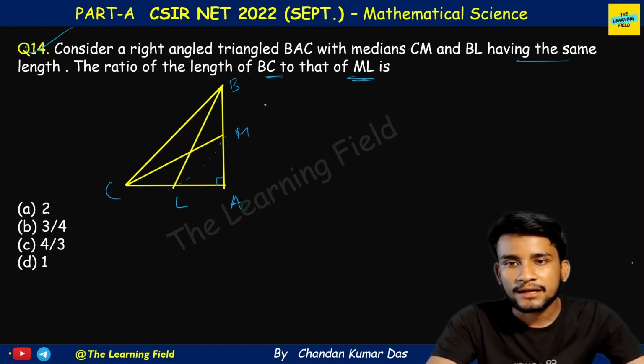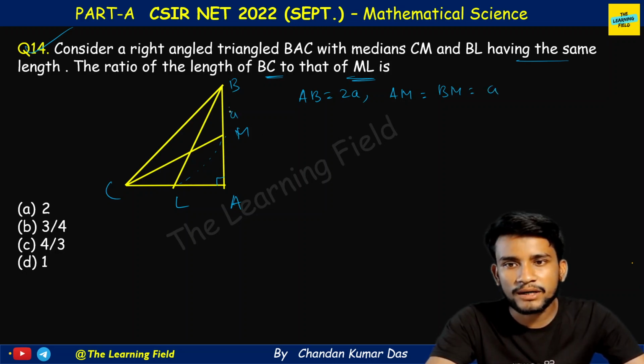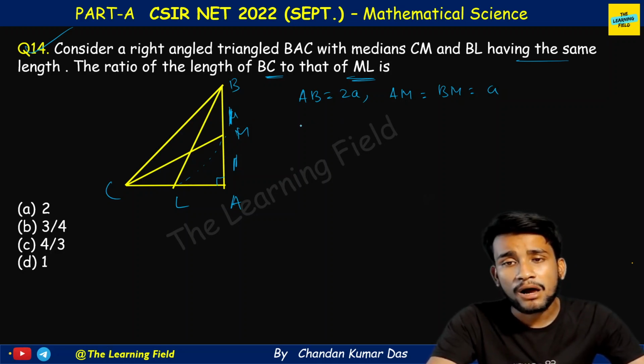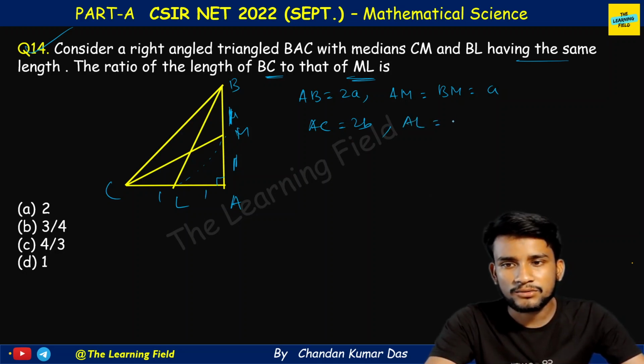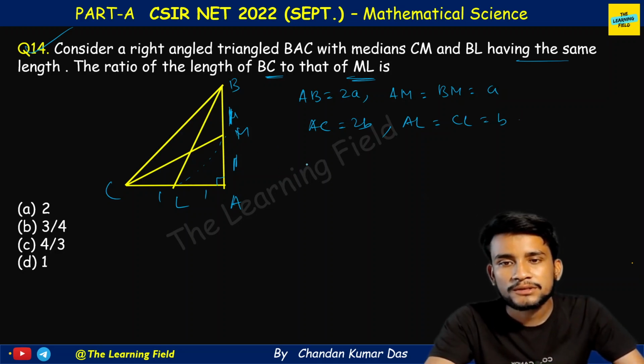That means if AB is equal to 2a, then we get AM equal to BM equal to a, simply because this is a 1:1 ratio. A median divides the side into a 1:1 ratio. Similarly, if AC is equal to 2b, L divides AC in a 1:1 ratio. So AL is equal to CL is equal to b. Now we have to find BC by ML.